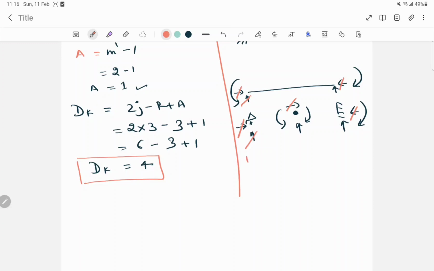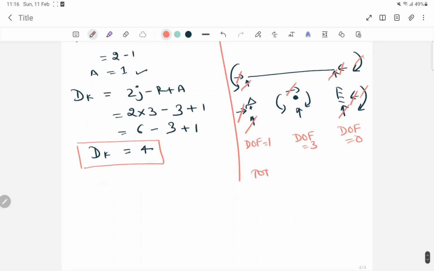Here DOF is equal to 1, here DOF is equal to 3, and here this and this will cancel out, this and this will be cancelled out, DOF will be 0 here. So total DOF is equal to 1 plus 3 is equal to 4. So dk value is 4 here.